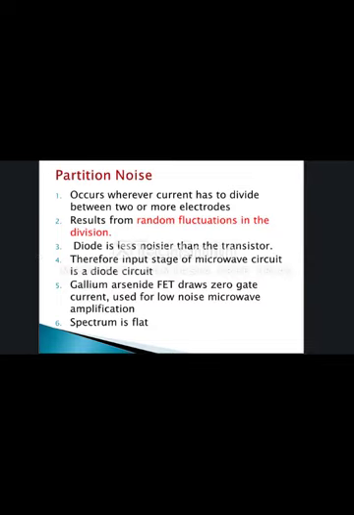The next type of internal noise is partition noise. As the name suggests, this noise occurs usually where the current divides. We know that there is a random fluctuation in the division. The number of electrons and holes which cross or divide at a junction are random, and therefore partition noise occurs wherever current has to divide between two or more electrodes. This results from random fluctuations in the division.